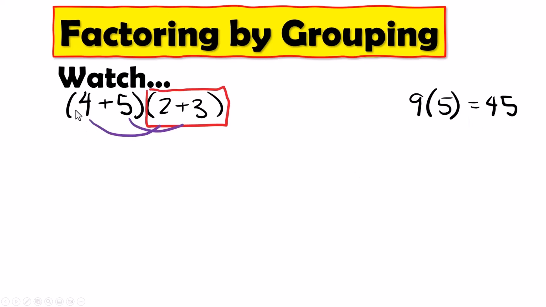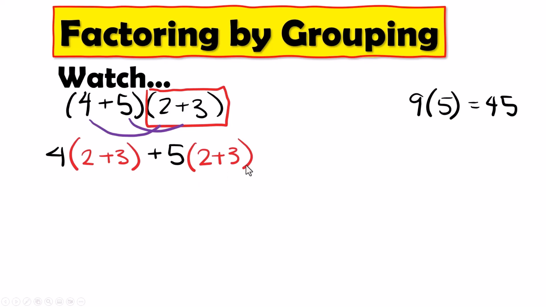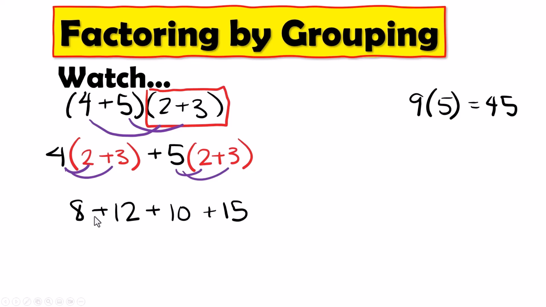I am going to do distributive property. So I'm going to take 4 times 2 plus 3, and I'm going to take 5 times 2 plus 3. Then I'm going to do distributive property again. And we get 4 times 2, 4 times 3, and 5 times 2, 5 times 3. And work that all out. You get 8 plus 12 plus 10 plus 15.